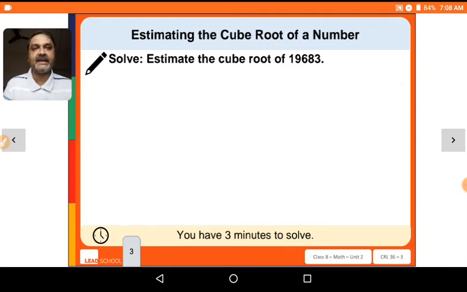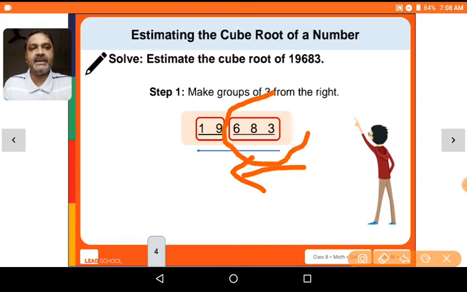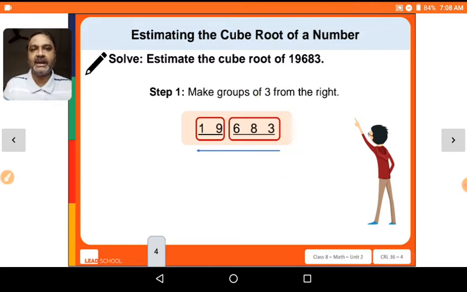If such a big number comes to you, what will you do, and how will you find its cube root? We have to check estimating the cube root of 19683. The first step, you can write simultaneously in your book: make groups of 3 from the right. Make a group of 3 digits from the right side, so 6, 8, 3 are combined as the first group. The remaining digits are 9 and 1, which form the next group. Is it clear? So the first step is clear.